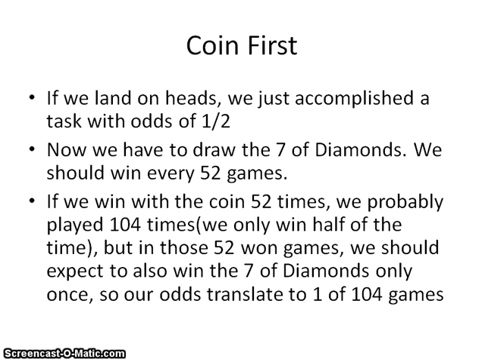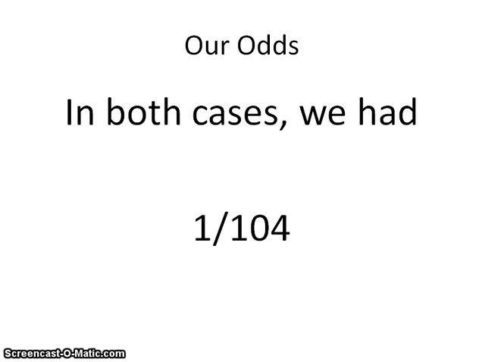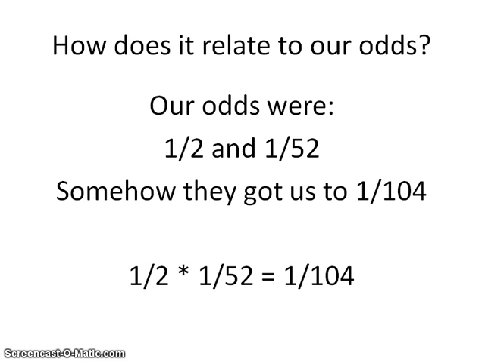The odds are 1 out of 52. So our odds really translate to 1 out of 104 games should win it for us. And in both cases, we had 1 out of 104. It's a very interesting number. Let's take a look at how this relates to our actual odds. They were 1 out of 2 and 1 out of 52. And somehow that got us to 1 out of 104.